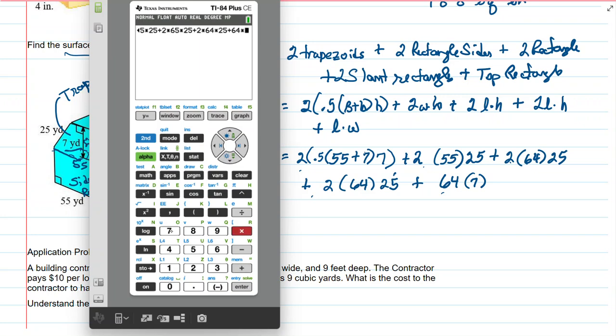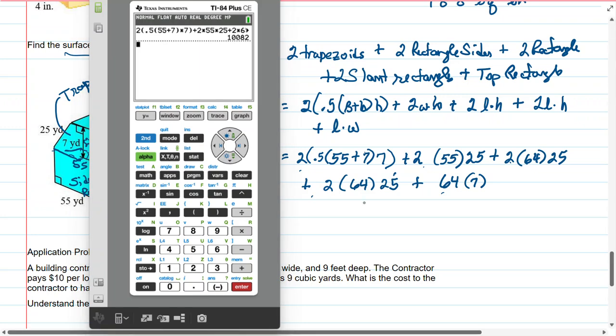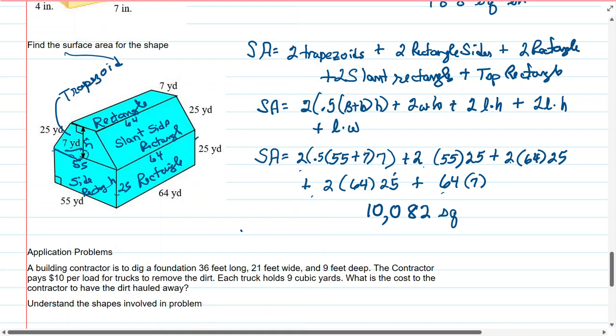All right. Each truck holds 9 cubic, that means to the third power, yards. What is the cost for the contractor to have the dirt hauled away? Okay, so they're digging a rectangular solid in the ground, a hole. So understand the shape involved. We know it's a rectangular solid.